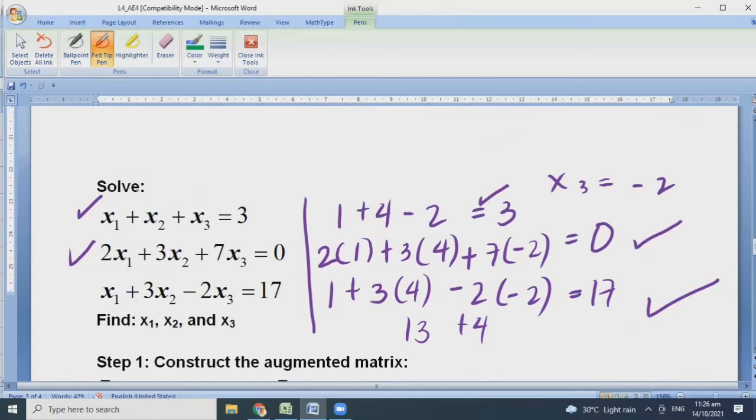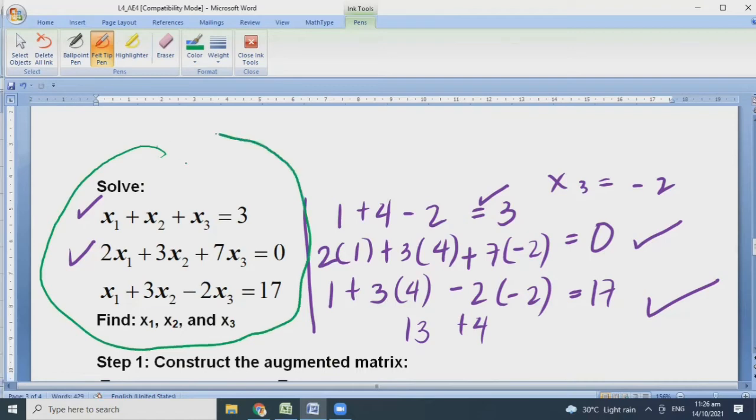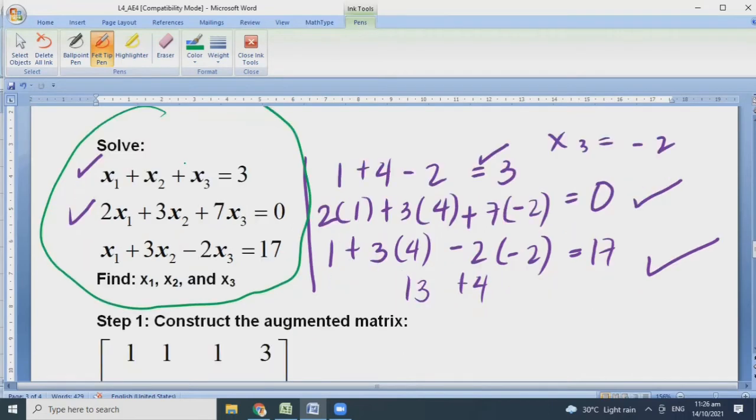Example, solve. The one here at the left side, given. Solve x sub 1 plus x sub 2 plus x sub 3 is equal to 3, 2x sub 1 plus 3x sub 2 plus 7x sub 3 is equal to 0, x sub 1 plus 3x sub 2 minus 2x sub 3 is equal to 17. Find the value of x sub 1, x sub 2, x sub 3. They stand for x, y, z.